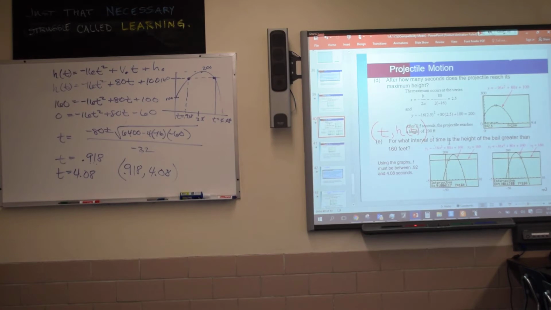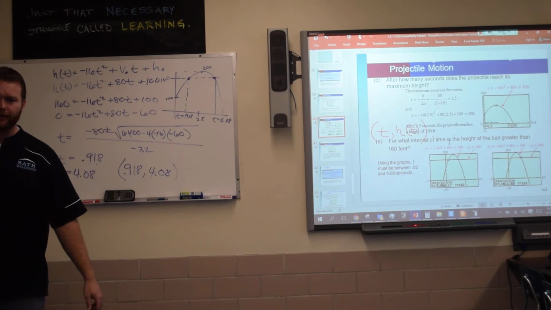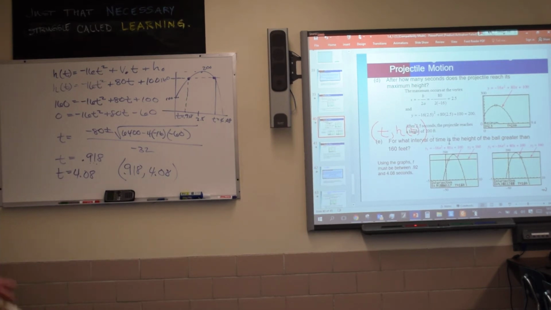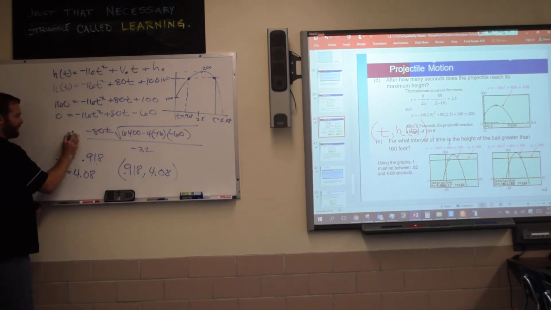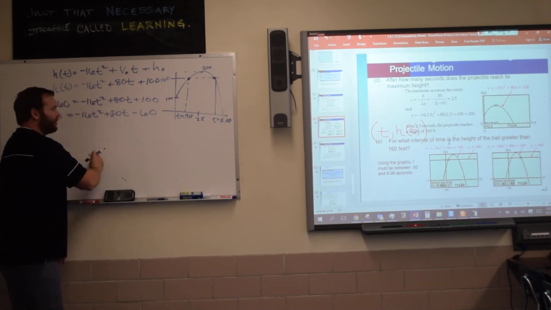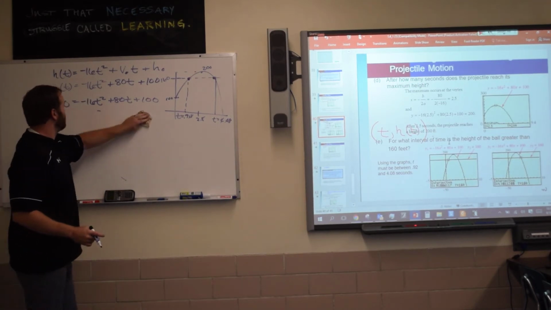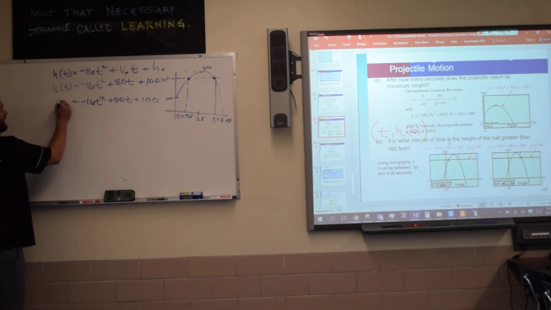Does that make sense? All right, now they're going to ask, when does this thing hit the ground again? And we've already done something like this. I think those two questions are harder. Finding the vertex and finding when it's at 160. The next thing is they're going to say, when does this thing return to the ground? When they say return to the ground, they're implying what your y value should be. What y value, or h of t value, should I have when I hit the ground? 0.